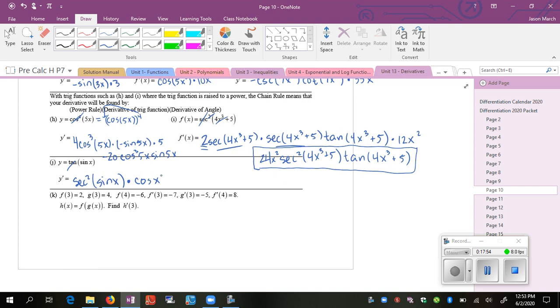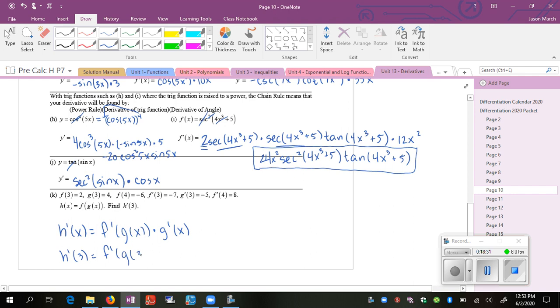Last one is more of an analytical approach. You're not given an actual equation or expression for a function, you're just given information about derivatives. So we have h of x is defined as f of g of x, find h prime of 3. So h prime of x, again, remember we can't plug in 3 yet, is f prime, right, from the outside in, f prime g of x times, now the link of the chain here, g prime of x. So h prime of 3 is going to be f prime of g of 3 times g prime of 3.